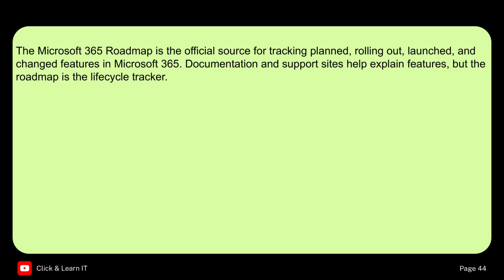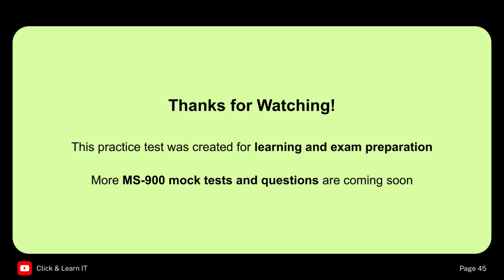The Microsoft 365 roadmap is the official source for tracking the life cycle of features, including their planned rollout and launch status.